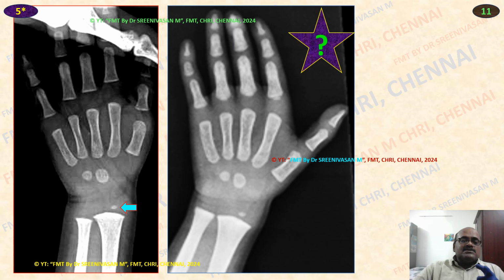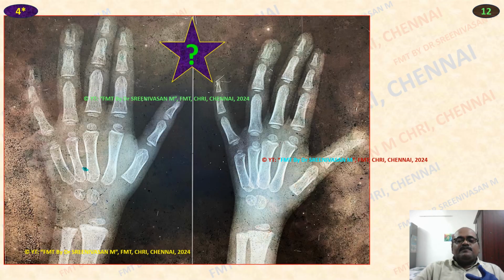Why more than 2 years? Because lower end of radius appeared at 2 years. Heads of 2nd, 3rd, 4th and 5th metacarpals have not appeared. Age is less than 2.5 years. So 2 to 2.5 years is the age here. Triquetral also not seen, less than 3 years. Base of first metacarpal not seen, less than 3 years other than this. So base of first metacarpal has not appeared.